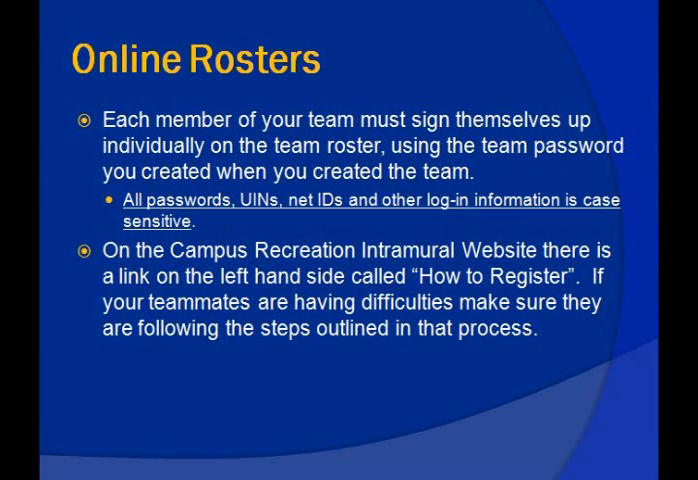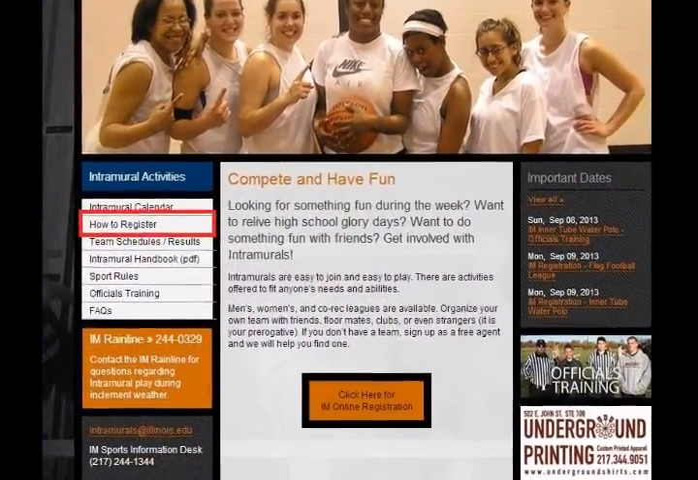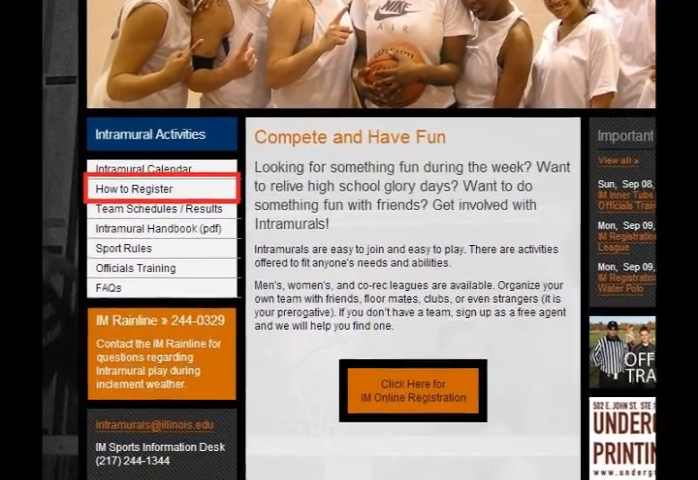Each member of your team must sign themselves up individually on the team roster, using the team password that you created when you created the team. All passwords, UINs, net IDs, and other login information is case sensitive. On the Campus Recreation Intramural website, there is a link on the left-hand side called How to Register. If your teammates are having difficulties, make sure they are following the steps outlined in that process.